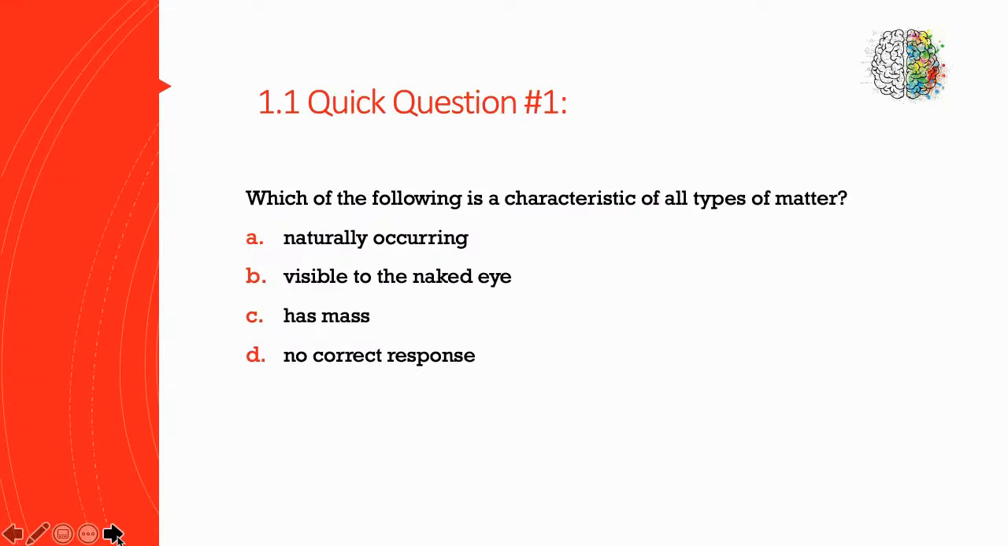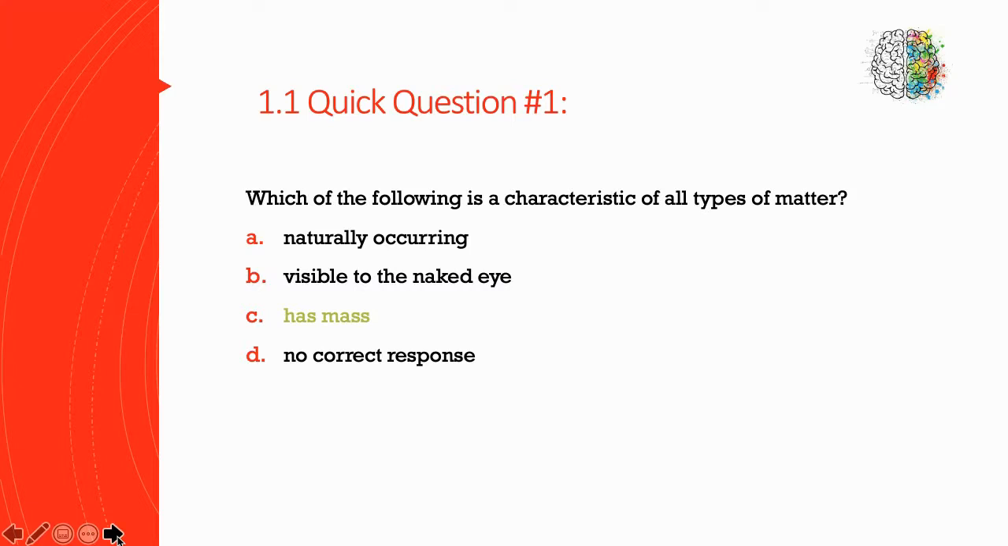Let's see what you know. Question 1. Which of the following is a characteristic of all types of matter? Go ahead and put your answer in for me. These are not graded, by the way, but they give me an idea about what you know or what I might need to focus on or reteach. And it lets me know that you've checked in and watched the lesson.